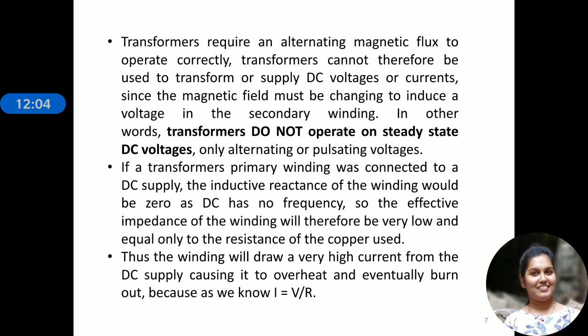Since the magnetic field must be changing to induce a voltage in the secondary winding, definitely the supply we give for a transformer should be an AC kind of supply. In other words, we can simply say that transformers do not operate on steady state voltages; only alternating and pulsating voltages are used for the operation of the transformer.